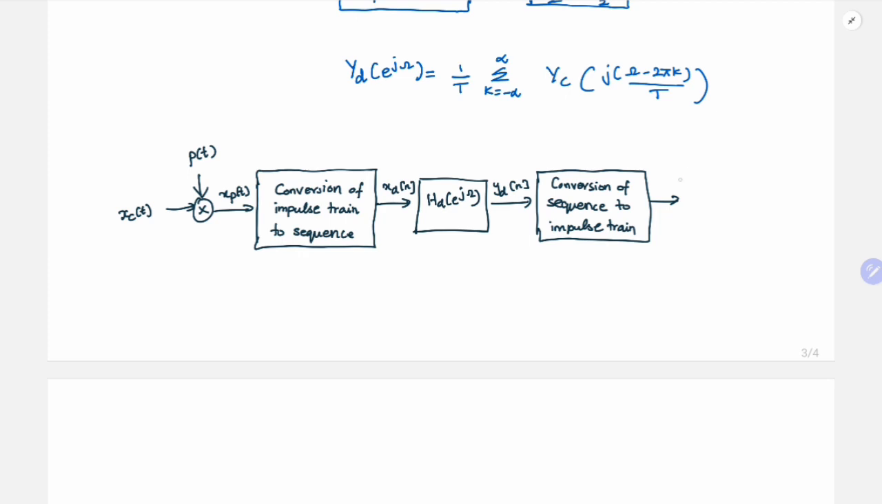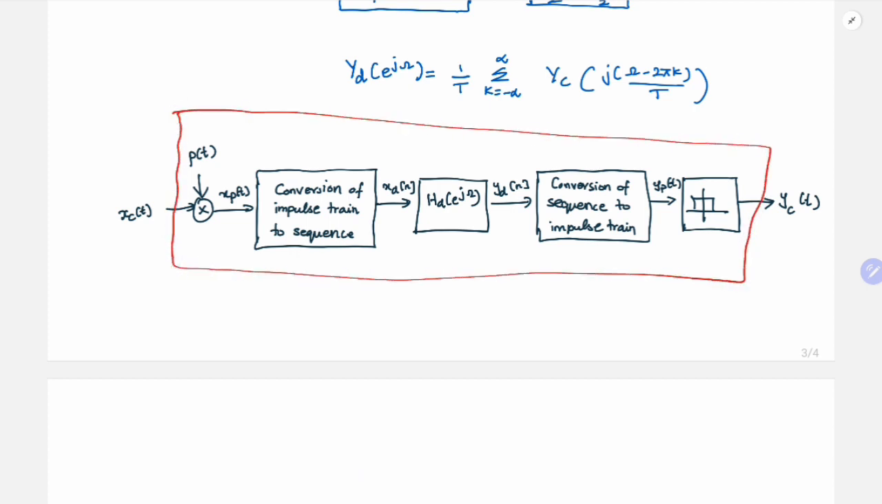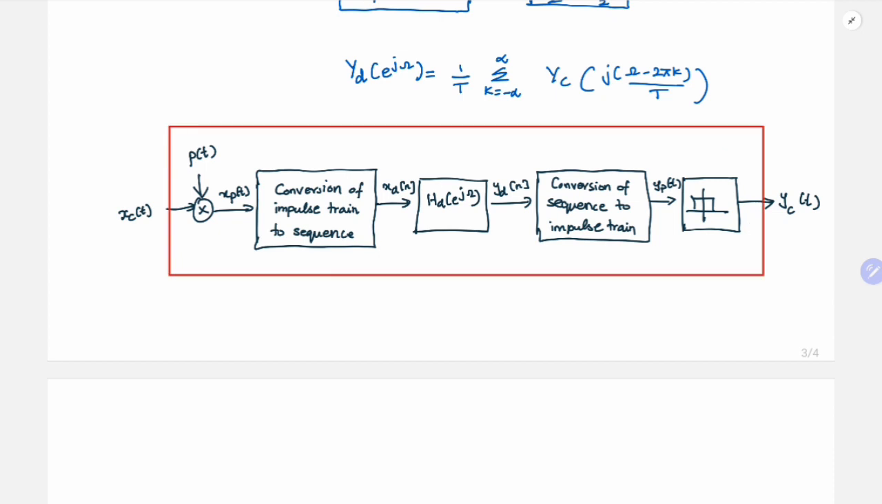So now I'll get yp of t. Then this I need to pass through a low pass filter. So then I'll get y of t, yc of t. Now all this operation, right? So if I have to put a box here, this entire operation is similar to processing a continuous time signal. And for that we can call that frequency response as Hc of j omega. Now we want to find the relation between Hc of j omega and Hd of e power j omega.